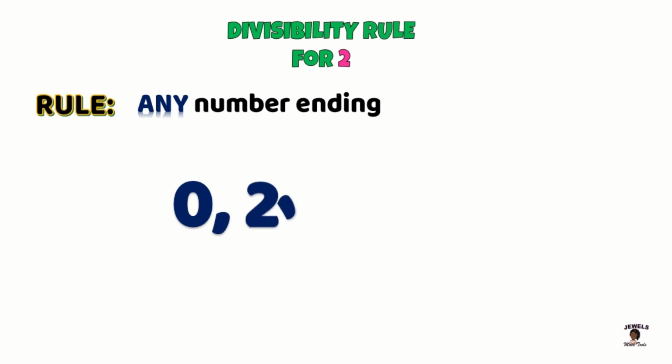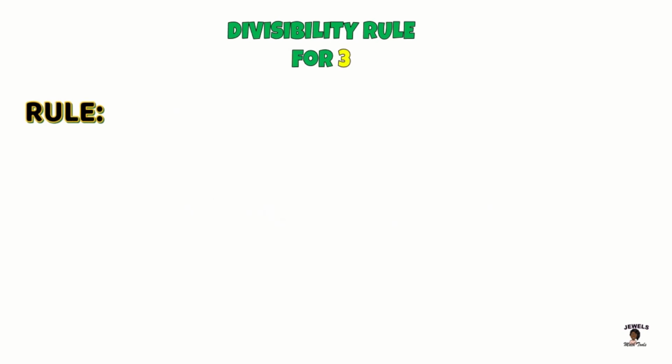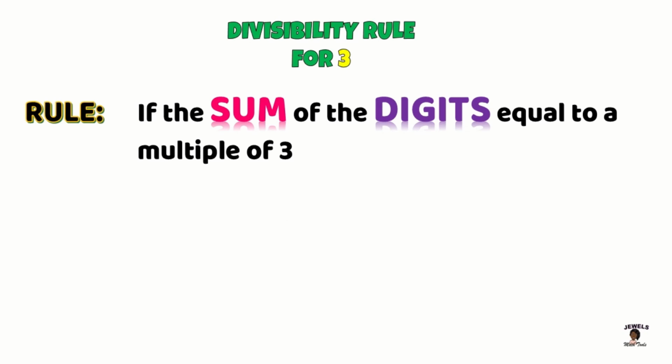and for 3. Remember that our divisibility rule for 2 tells us that any number ending with 0, 2, 4, 6, or 8 is divisible by 2. And remember that all of these numbers that end with 0, 2, 4, 6, or 8 are what we call even numbers. So any even number is divisible by 2. Our divisibility rule for 3 tells us that if the sum of our digits is equal to a multiple of 3, then that number is divisible by 3.